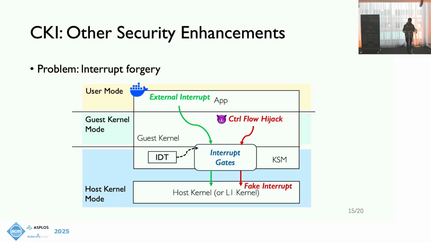CKI also designs other defenses against potential attacks when running guest kernels in ring 0. For example, an attacker may directly jump to the interrupt gate through control flow hijack to inject fake interrupts to the host kernel. For the solution to this attack and other design details, please refer to our paper.